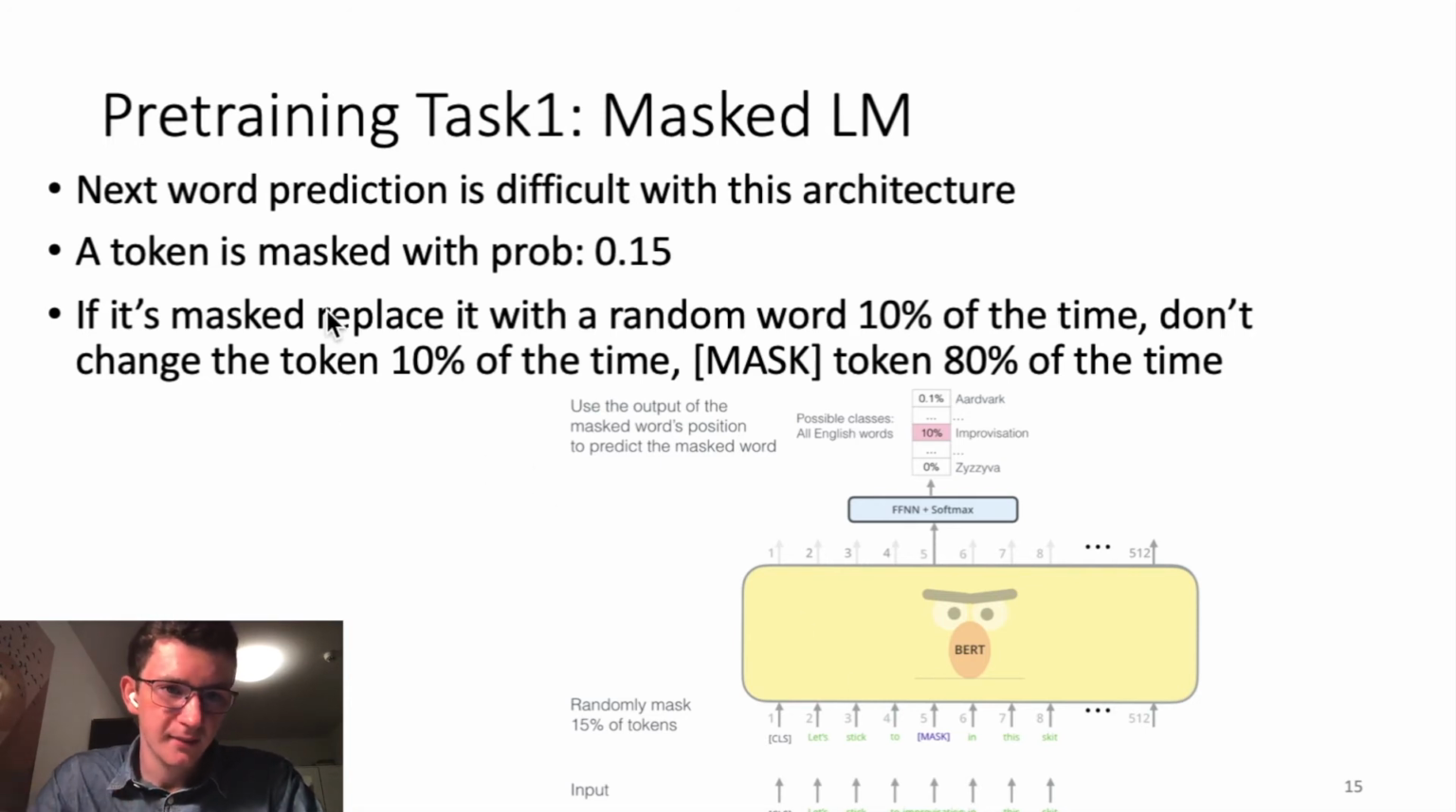So instead, we will use a technique where we consider a token masked with probability 0.15, and when it's masked, we replace it with a random word 10% of the time, never change it 10% of the time, or actually apply the mask token 80% of the time.